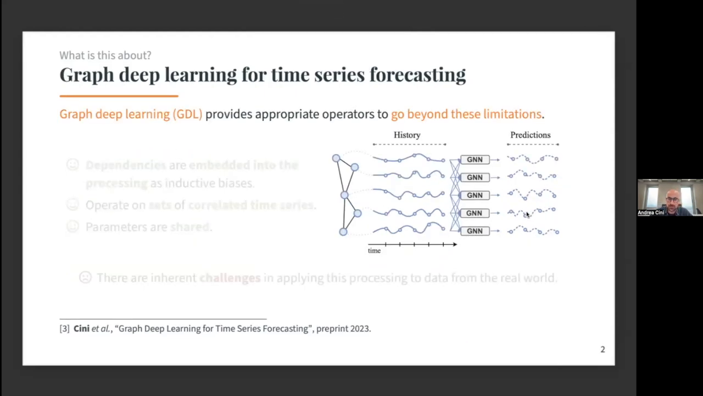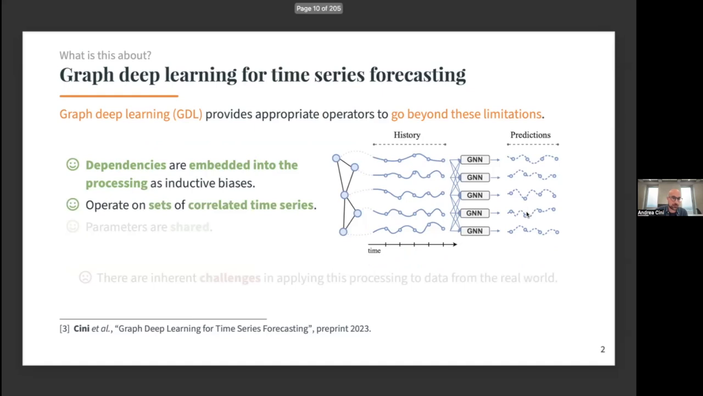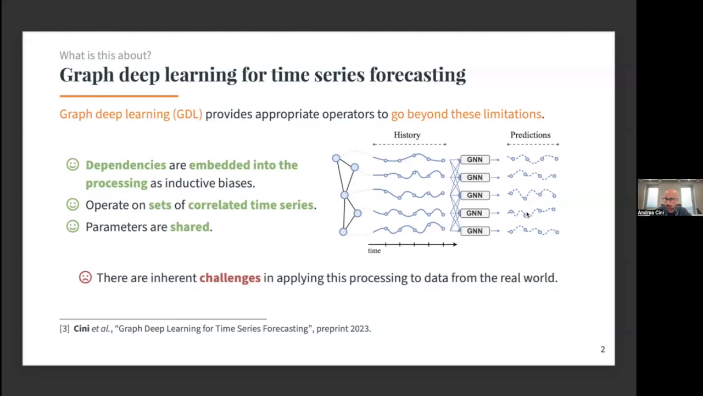One way around this is to use graph deep learning, as you know, if you have been following the previous meetings of this reading group. If you use graph deep learning, the dependencies can be directly embedded into the processing, and the resulting models can operate on sets and subsets of correlated time series while still keeping the parameters of the model shared. However, this is easier said than done, and there are inherent challenges in applying this kind of processing and framework to data coming from the real world.